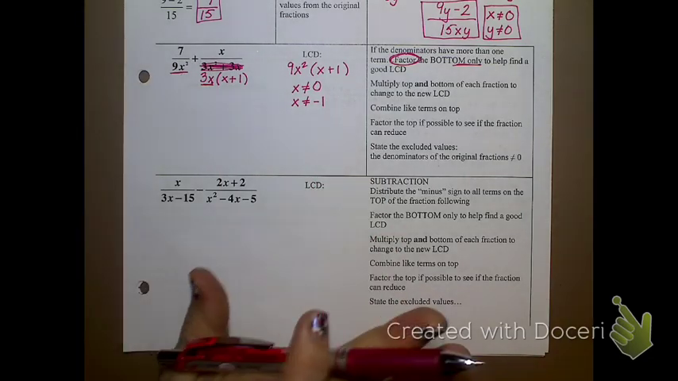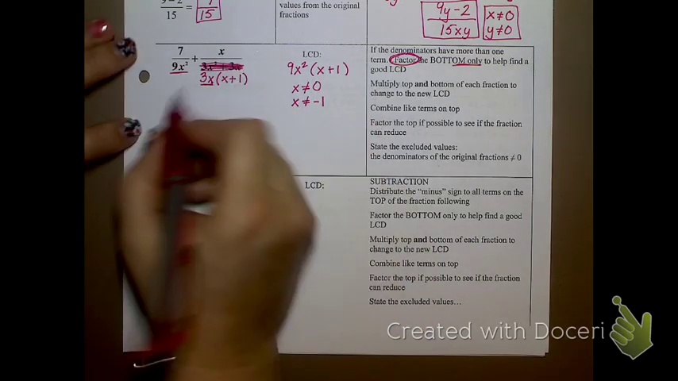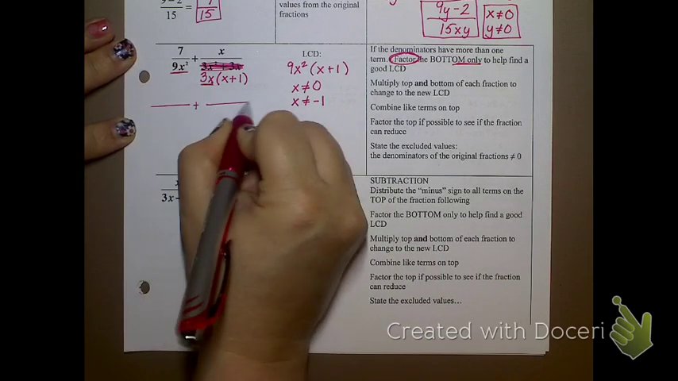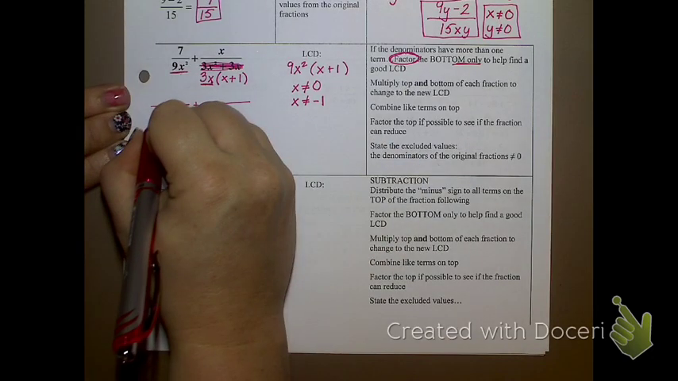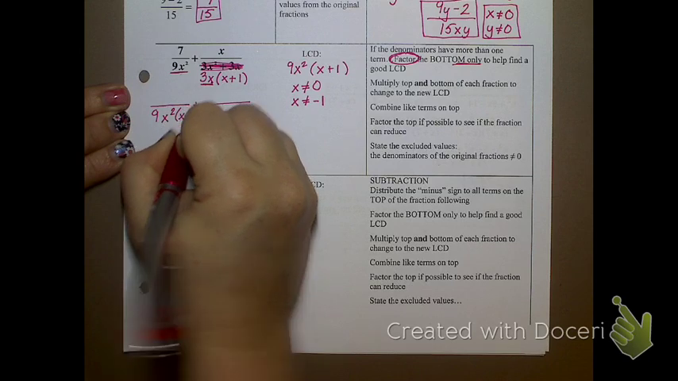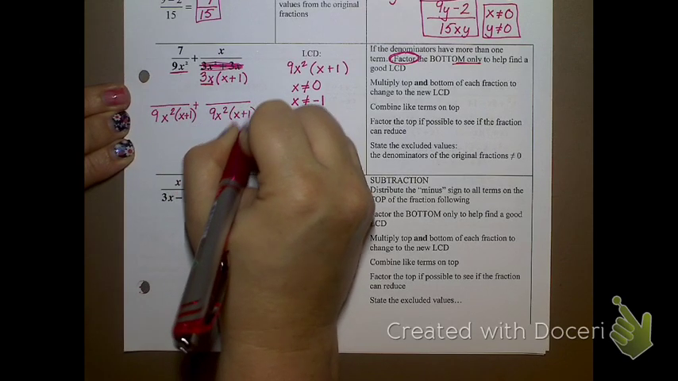So I think that's probably my only list, because for the rest of the problem, I'm going to have this as my denominator. So, fraction plus fraction, and both of these new fractions need to have my LCD. 9x squared parentheses x plus 1. It's going to get ugly before it gets nice again.